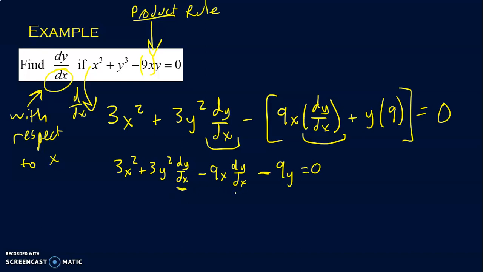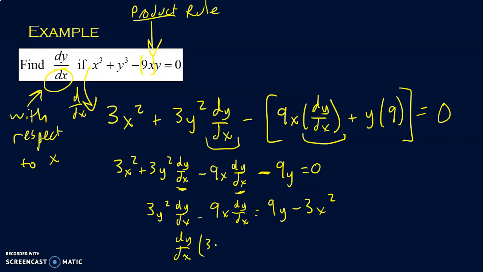All right, these are the terms that I need to keep on the left side. So these other two are going to move over to the right side. So 3y squared dy dx minus 9x dy dx equals, and then this 9y is going to become positive. The 3x squared is going to become negative.